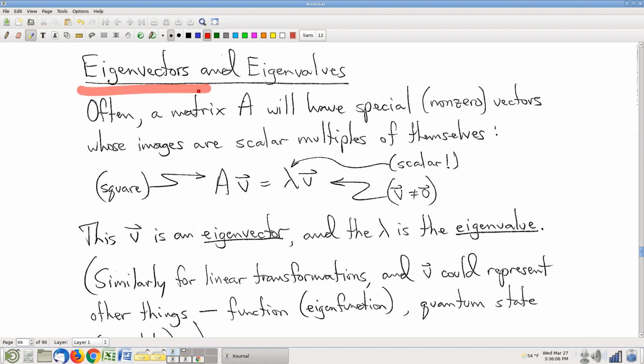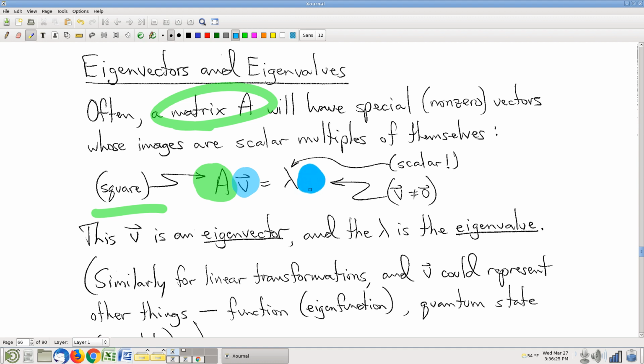An eigenvector, given a matrix, here let me start with that. Given a matrix, by the way, a square matrix. An eigenvector is a vector such that when you multiply by that matrix, you get a scalar multiple of that exact same vector. So that's what an eigenvector is. It's a weird kind of coincidence, you might say.